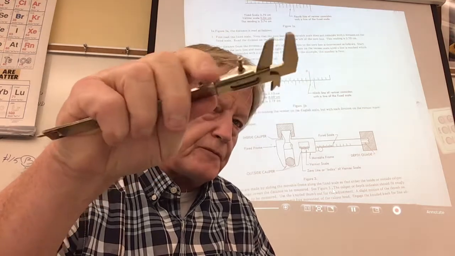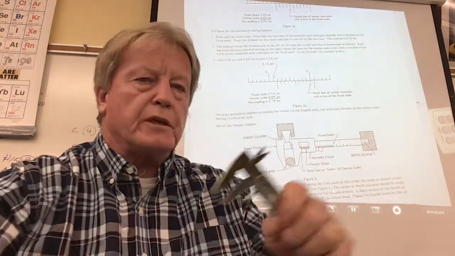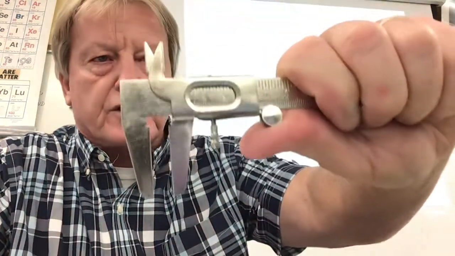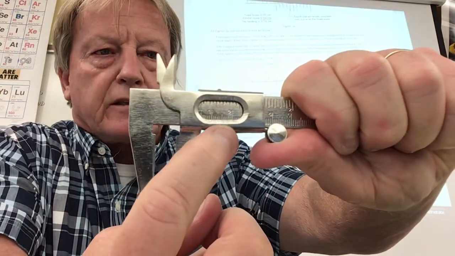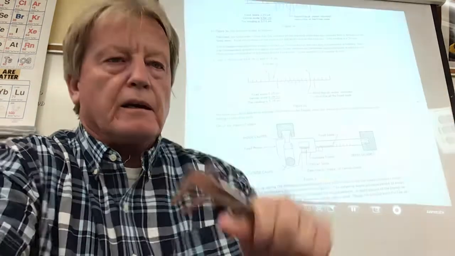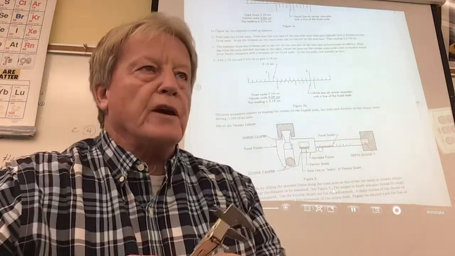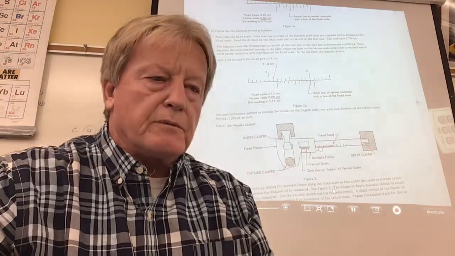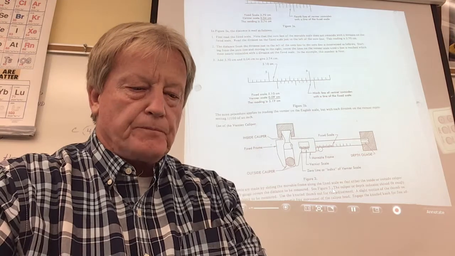Now there's another name for the movable scale. The movable scale is also called the vernier scale, and that's the little tiny marks right here. Now this guy, we say vernier, yet in France, he was a French mathematician. They would say vernier, but here we say vernier. And what he did was pretty ingenious.